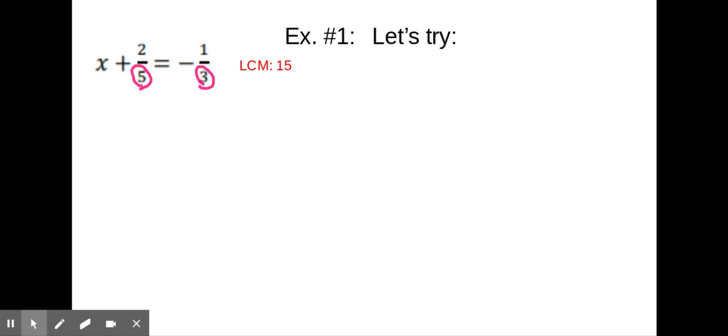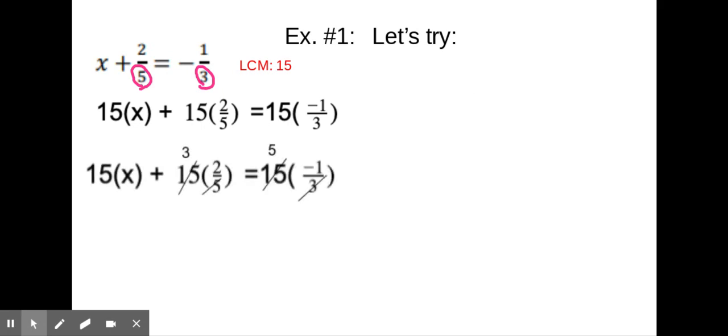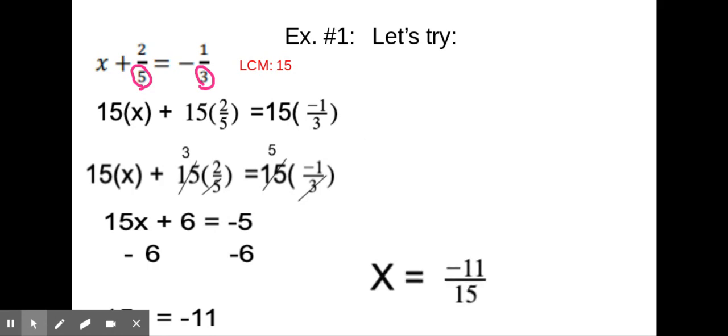In any case, I'm going to multiply through by 15, and when I do that, I'm going to make the fractions go away because 15 will divide out both denominators. So when I divide 15 by 5, I get 3. When I divide 15 by 3, I get 5. When I clean that up and multiply, I have 15x plus 6 plus 6 equals negative 5. If I solve that, subtracting 6 from both sides and dividing by 15, I get x equals negative 11 over 15.